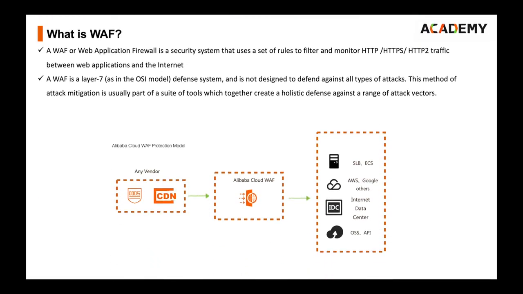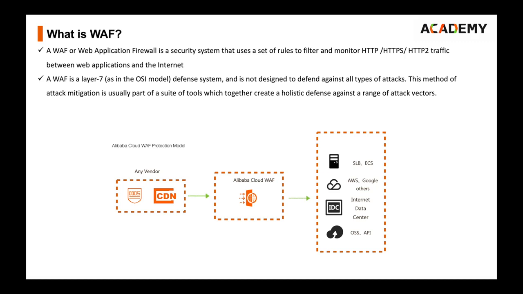So what is WAF? WAF is a web application firewall that uses a set of rules to filter and monitor HTTP and HTTPS traffic between web applications and the internet. WAF is a layer 7 defense system, so it operates at the application layer. That means it's not suitable for defending against, say, a SYN flood. That's a layer 4 attack. That's something you'd use anti-DDoS to defend against, but it is very good at defending against multiple different types of application layer attacks and can even be used to detect bots and scrapers, which might not technically count as an attack, but can have an adverse impact on your website.